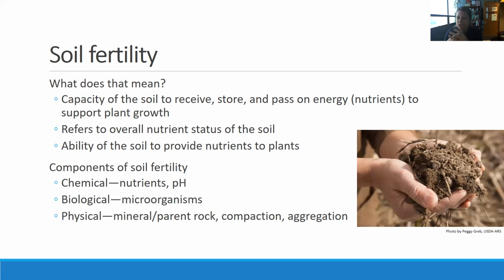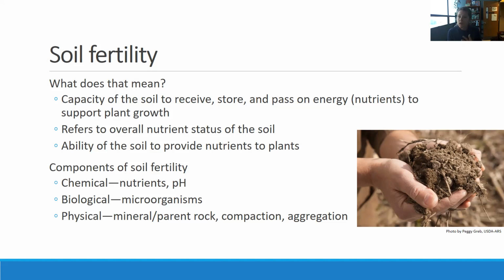So your soil is not just a medium that holds your roots, right? Your soil has a lot to offer all by itself. And basically, when we talk about soil fertility, we're referring to the overall nutrient status of the soil and the ability of the soil to provide nutrients to your plants, and therefore onto you and your family, right?